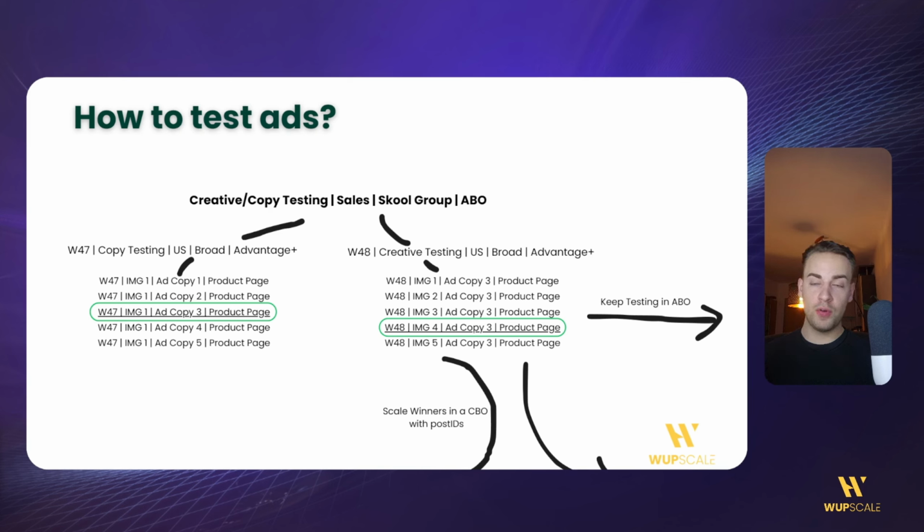Now, moving forward to the next week, now we are in week 48. We are doing a creative testing again, US broad Advantage Plus audience, but now we are using ad copy number 3 everywhere because that was proven to be our winner, and now we are isolating the images. So each test, each week, we isolate a different variable, and whichever performs the best, we are going to iterate on next round. So in this case, image 4 was our winner, and then next week we will keep testing in the ABO setup or the CBO setup, whatever you use.